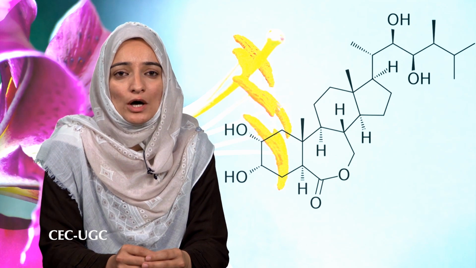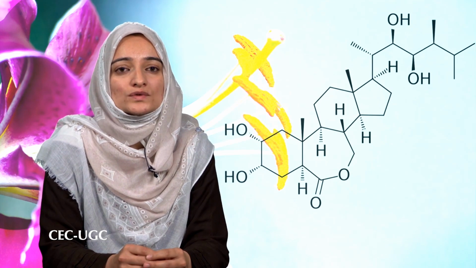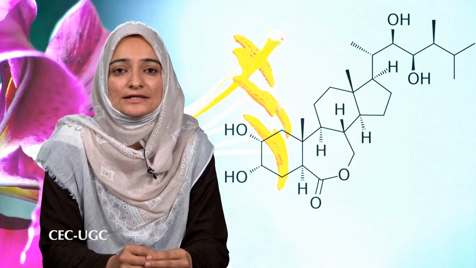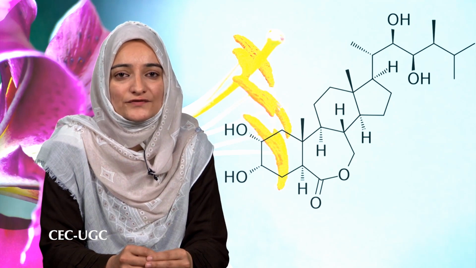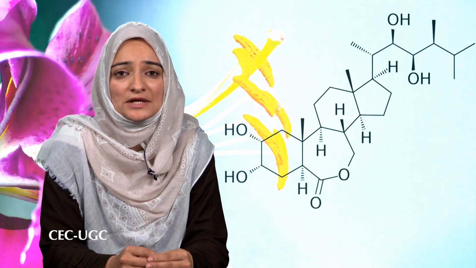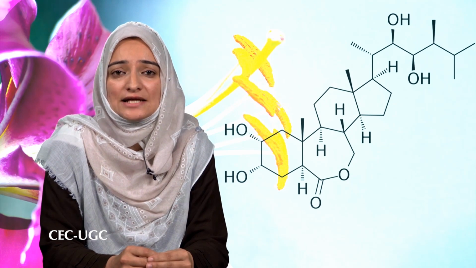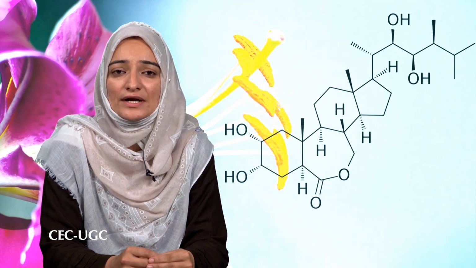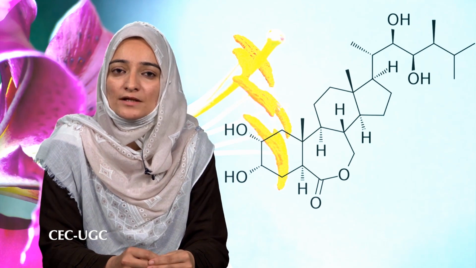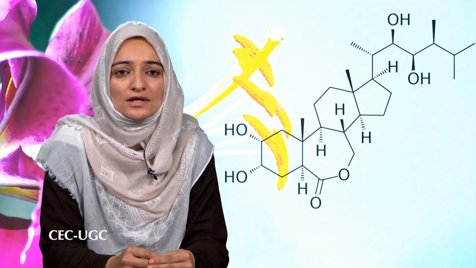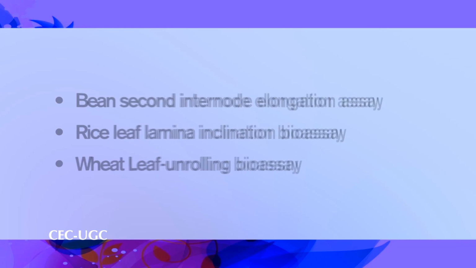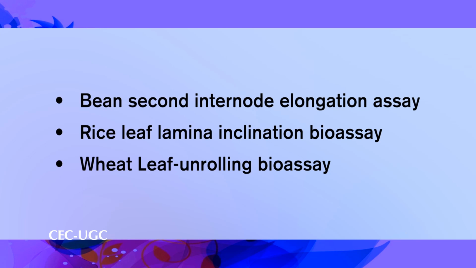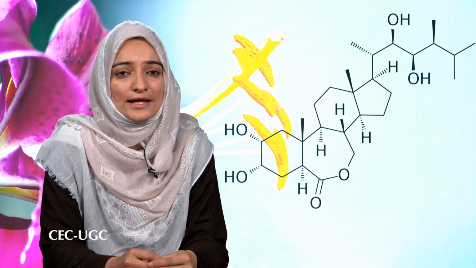Due to the very small amount in which brassinosteroids are found in plants, special methods were developed for their detection and identification, as their isolation in pure state would demand a great amount of plant material and be very tedious and expensive. The biological detection of brassinosteroids was initially performed by the bean second internode assay, a test gradually substituted by the rice lamina inclination bioassay and the wheat leaf unrolling bioassay, while the immunological methods are less used.